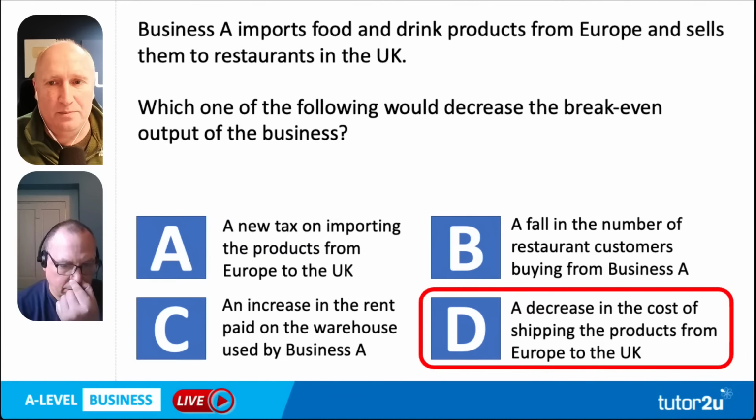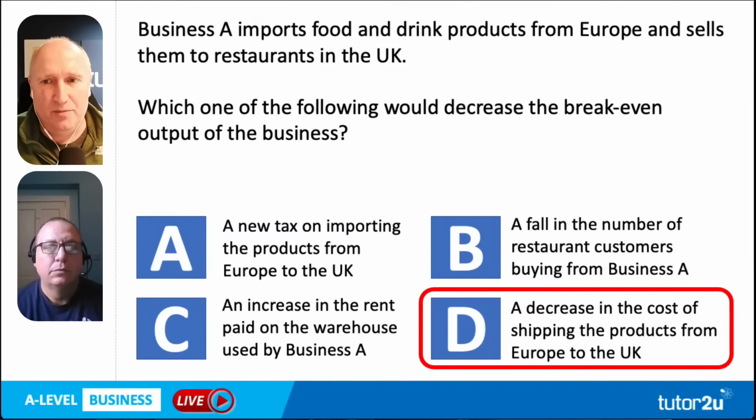And Adam's saying, would this increase the margin of safety? Do you mean no? You mean B? In theory, B reduces the margin of safety, doesn't it? Because it should reduce the actual output. The break-even output won't be changed.